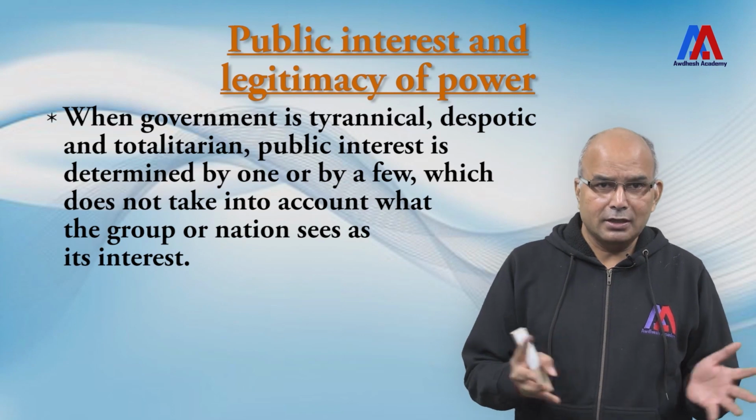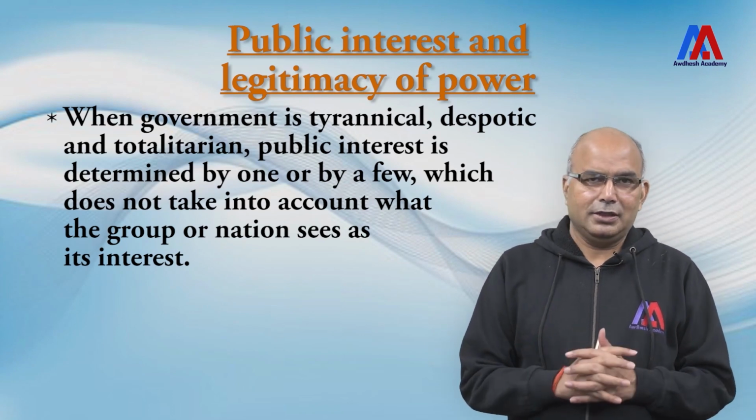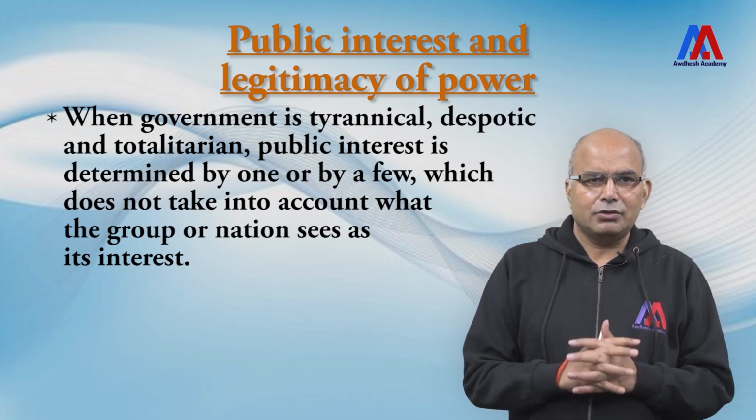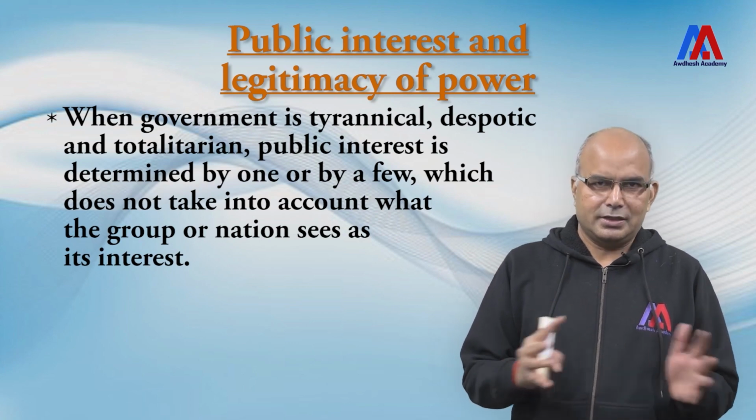So if you want to know which government is best, then the government which serves the public interest is the best form of government. And therefore, when the government is tyrannical, despotic, and totalitarian, the public interest is determined by one or a very few people, which does not take into account what the group or nation sees as its interest. The meaning of this is very clear. When one person decides what is good for the public, that may not necessarily be good for the public. The public may be expecting something else from the government, but the people in power may be defining something else as the public interest. What is perceived by the ruler as the public interest may not be perceived by the subjects as the public interest, and then the purpose is not served.